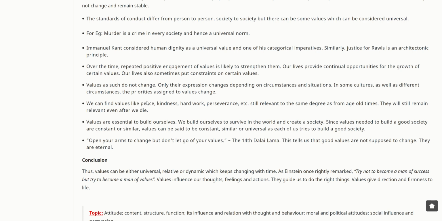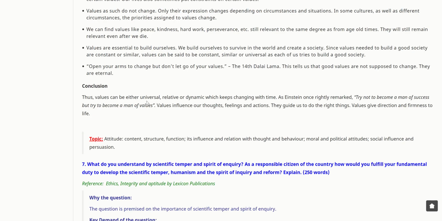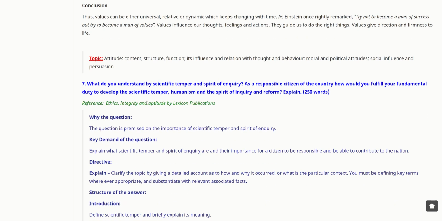Open your arms to change, but don't let go of your values, says the 14th Dalai Lama. This tells us that good values are not supposed to change; they are eternal. Thus, values can be either universal, relative, or dynamic, which keeps changing with time. As Einstein once rightly remarked, try not to become a man of success, but try to become a man of values. Values influence our thoughts, feelings, and actions. They guide us to do the right things. Values give direction and firmness to life.